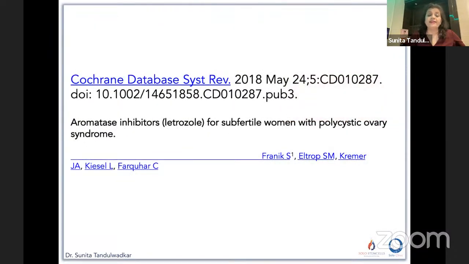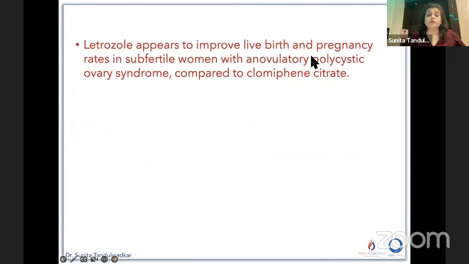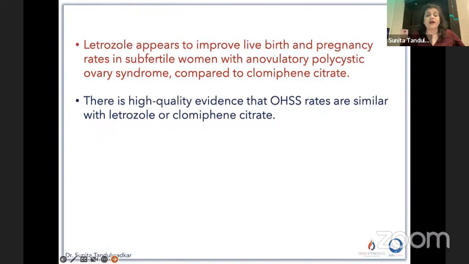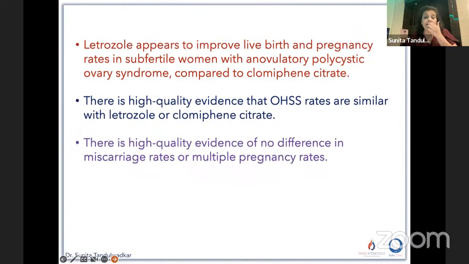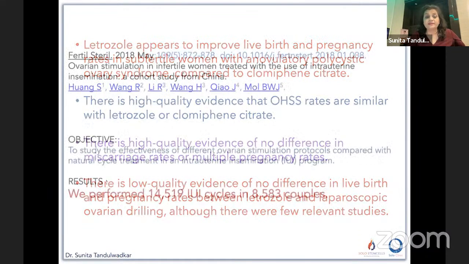And Cochrane 2018, after this, has also told us that letrozole appears to improve the live birth and pregnancy rate in unovulatory women, and there is high probability evidence that OHSS rates are similar and no difference in miscarriage rate, with low quality evidence. That's enough.